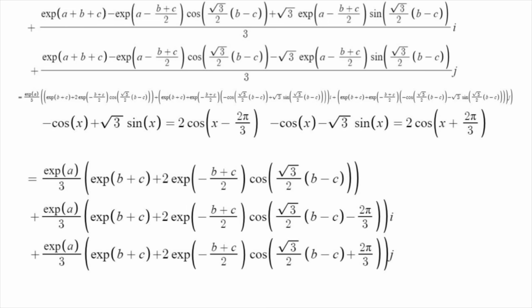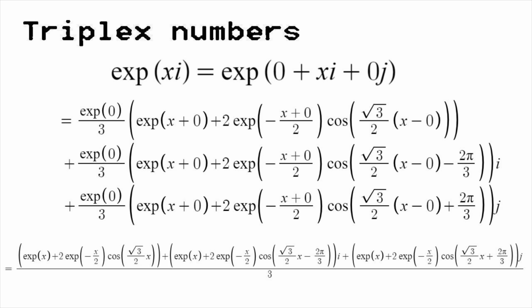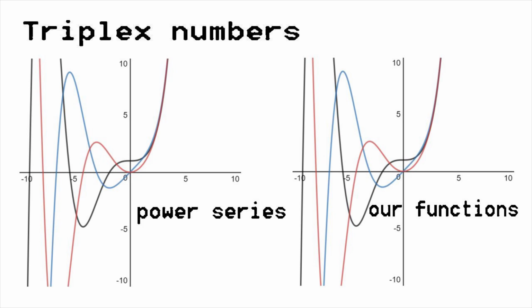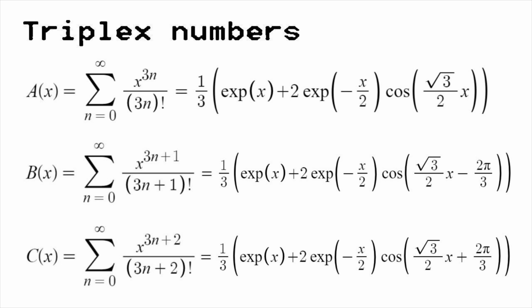Actually, hold on a moment. Notice that this formula gives us a closed expression for the exponential of xi. That means we've actually found the functions given by those power series. We can even graph them to see that they line up. These are the functions for big A, B, and C.